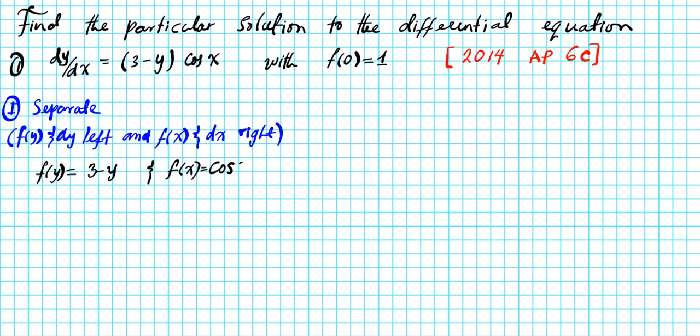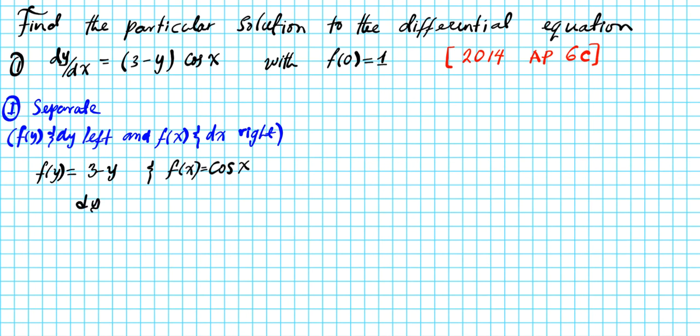Sometimes one of the functions might just be 1, depending on the problem. So this is f of y and this is f of x. So I basically want 3 minus y on the left side, and then we'll leave cosine x alone and just move dx to match up with it. Okay, now let's go ahead and do it.